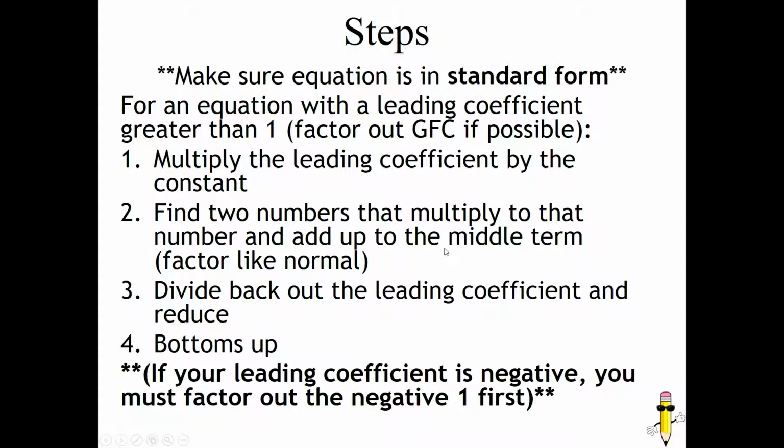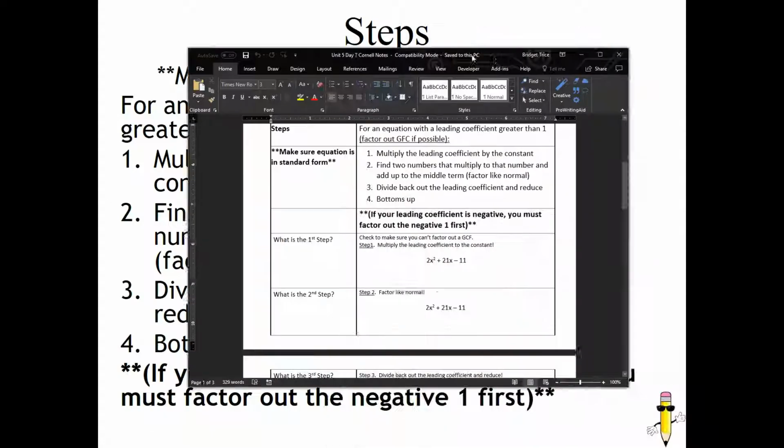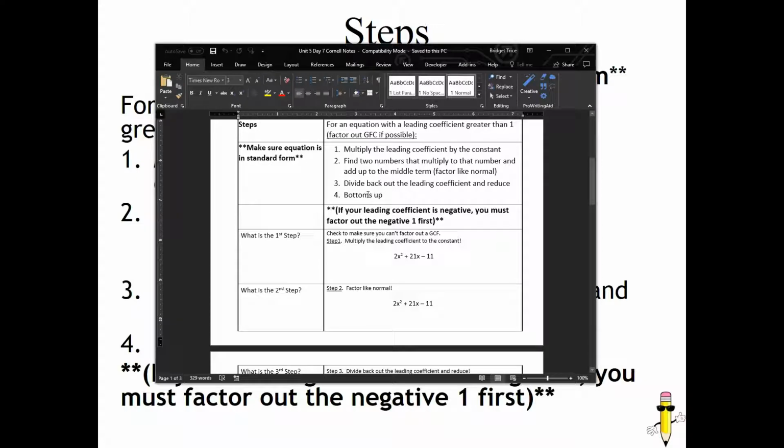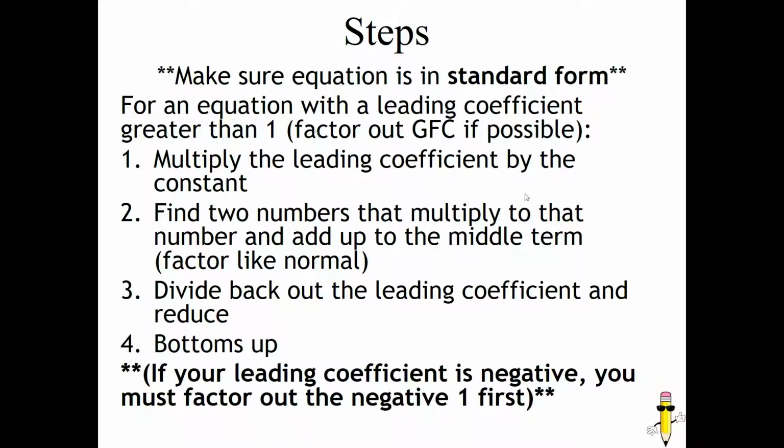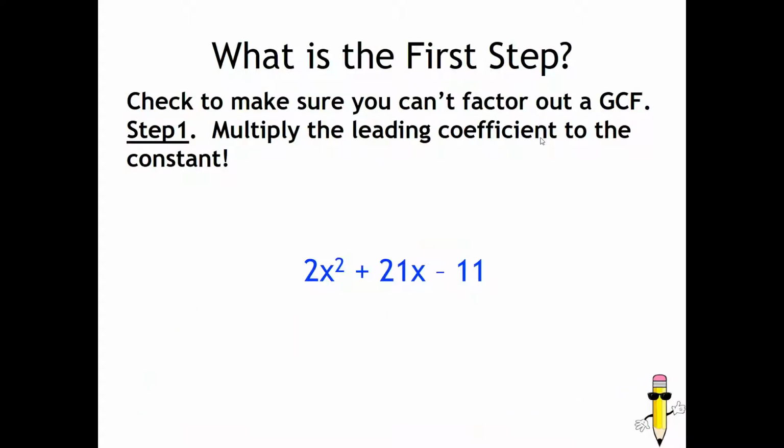So let's actually do this together. And just to be clear, all this stuff is right here in your notes. You shouldn't have had to write anything down, but you do need to make sure that it's there. So let's go ahead and do the first step. The first step is you need to check to make sure that you can't factor out a greatest common factor. So we're going to take a look here and see if we can. And I'm going to say no, there's nothing that we can factor out because there's nothing that goes into 11, 21, and 2. So we are good to go. So we'll go ahead and multiply the leading coefficient with the constant.